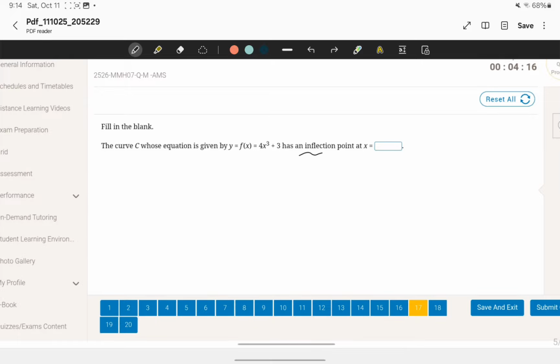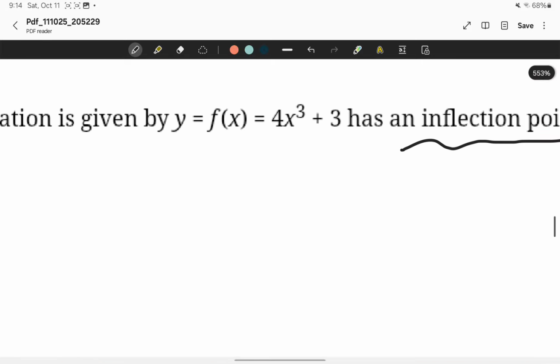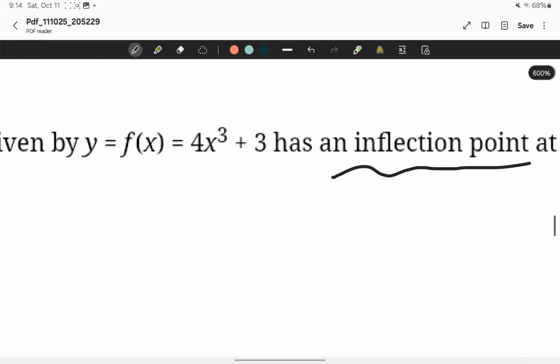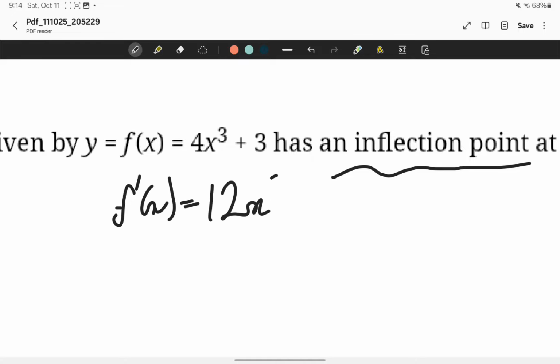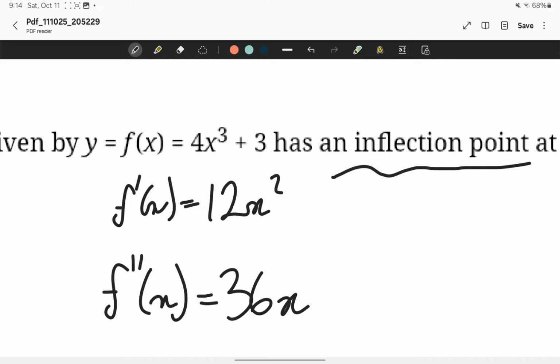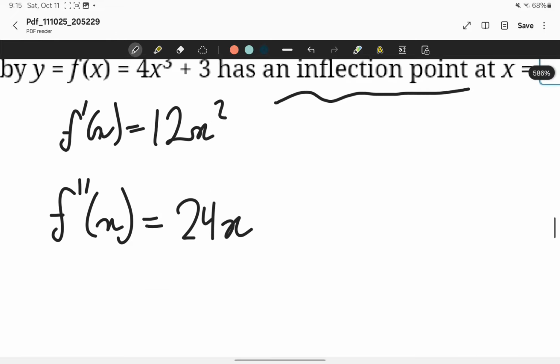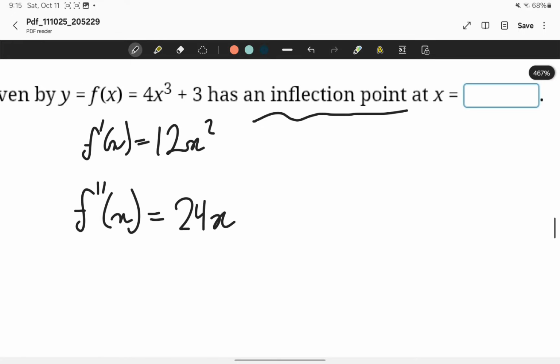Number 17, they want the inflection point. And remember, the inflection point was y prime prime. So we're just going to derive once. F prime of x is 12x squared, and f prime prime of x is 36x. No, my bad, it's 24x, because 12 times 2 is 24. So 24x, the inflection point is when f prime prime equals 0. So just equate this to 0, and you get x is 0.